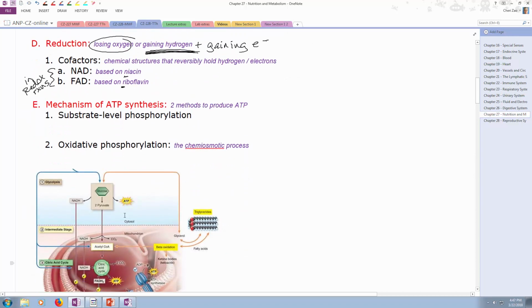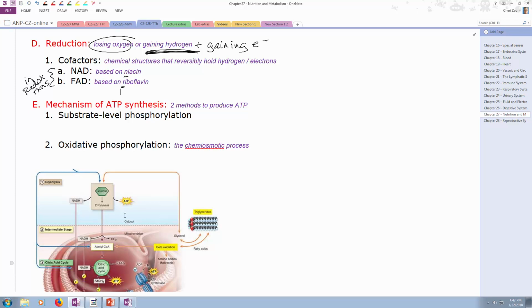The mechanism of ATP synthesis: we have two main ways that we can actually make ATP. And this is what all this next stuff is all about that we're going to go over. Substrate level phosphorylation or oxidative phosphorylation. Substrate level phosphorylation, I want you to understand phosphorylation is the transfer of phosphorus or a phosphate group. So P is in there. Phosphorylation, P is in there.